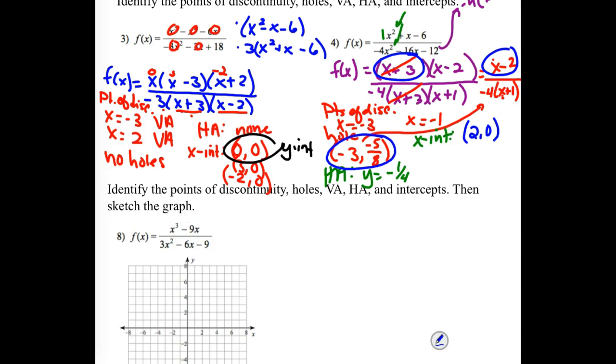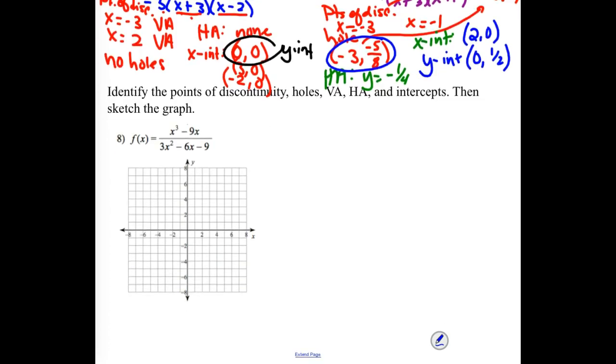All right, y-intercept. If I put a 0 in for all of my x's, I end up with -6 divided by -12. So 1/2. All right. Now we can look at this one.